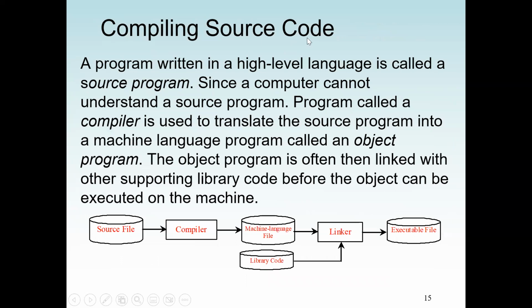Now, the compiling source code. As we said, this course is a computer programming course, and most of the programs here are written in Python. This is a Python class, so we are going to write all our code in the Python language. When we write our code in Python, we will call it a source file. Then we need a compiler.